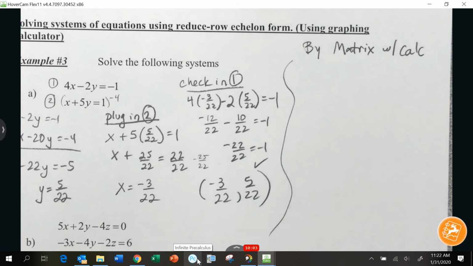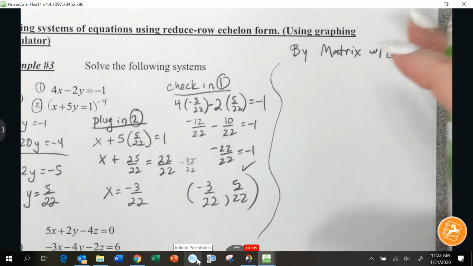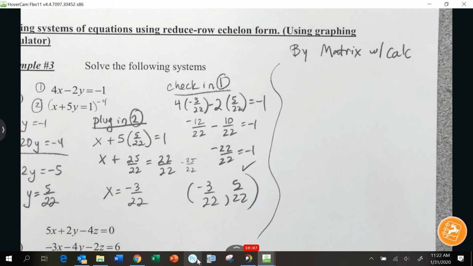So if you didn't bring your graphing calculator today, how are you going to do this one? Do you guys have an idea if you didn't bring your graphing calculator? Well, maybe you can try to figure stuff out as I do it.